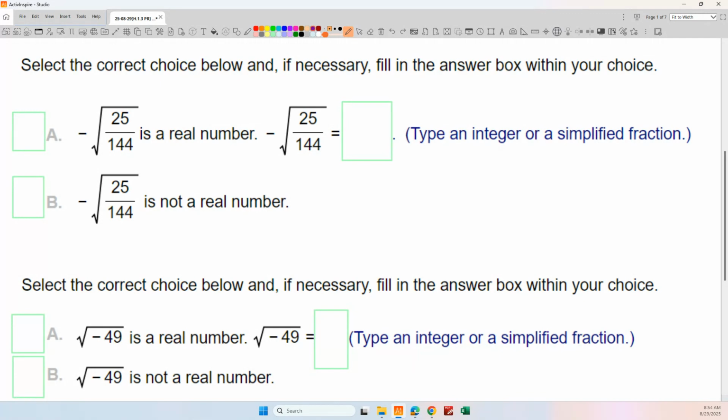Is there going to be an answer, or is it going to be one where there's no solution? There is an answer. Yeah, good. And so we know A is the option we're going to choose, not B. What does that simplify to? 5 over 12? Negative 5 over 12?